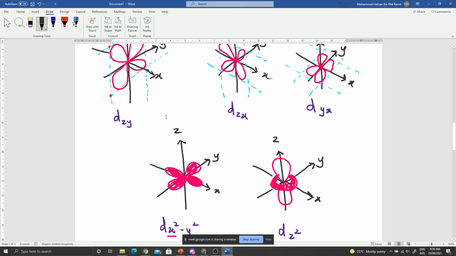So D ada banyak sikit. I'm sorry for going over the time, but so this is the end of the class, and I also will upload another video, an extra video, just to teach you how to draw the orbitals.